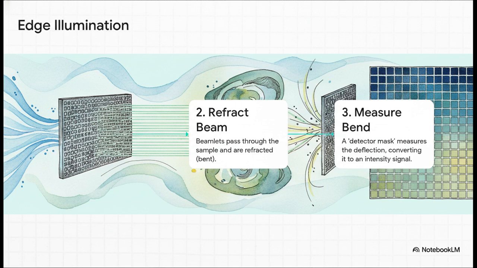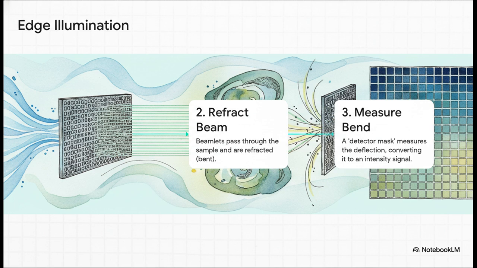So instead of needing a perfect coherent beam, they just used two simple masks. The first mask takes a normal, messy X-ray beam and chops it up into thousands of tiny separate little beamlets. Now, as these beamlets go through your sample, they bend. Then, the second mask, which is placed right before the camera, is just slightly out of alignment. So how much a beamlet has bent determines how much of it can sneak past that second mask. It directly translates that invisible bending into a change in brightness that the camera can see.